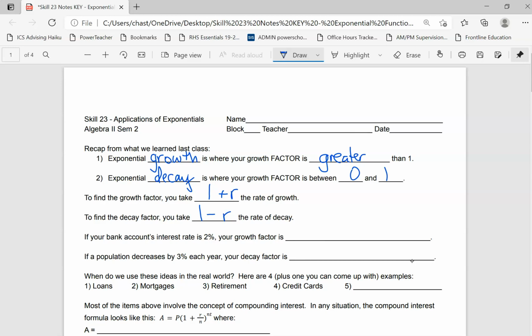So for instance, if your bank account's interest rate is 2%, your growth factor is 1 plus 0.02, which makes 1.02 when simplified. If a population decreases by 3%, so 0.03, we would do 1 minus 0.03, which would be 0.97. That would be our growth factor. Notice that that value is between 0 and 1.